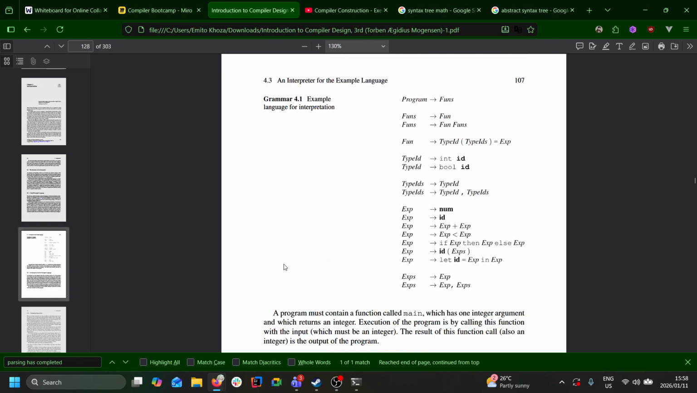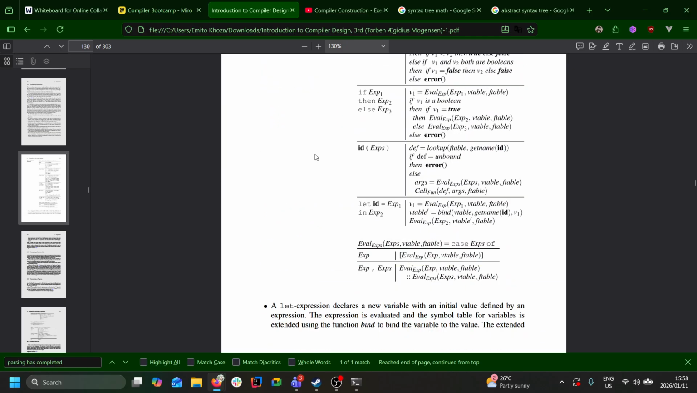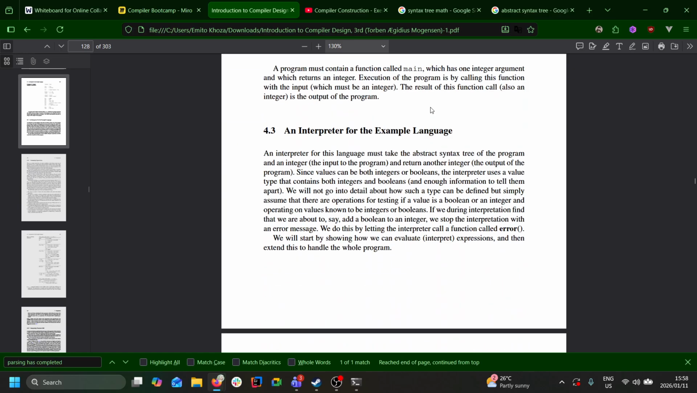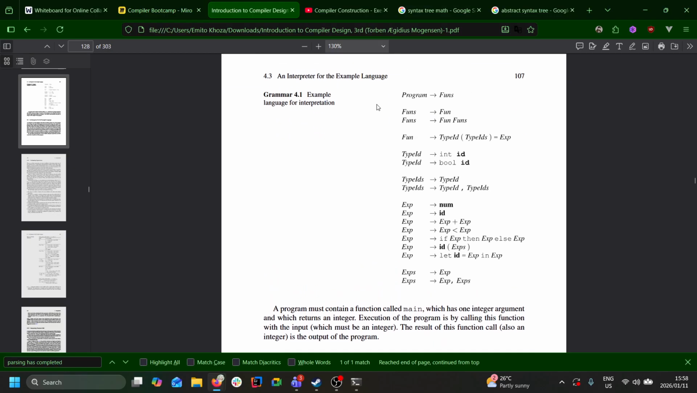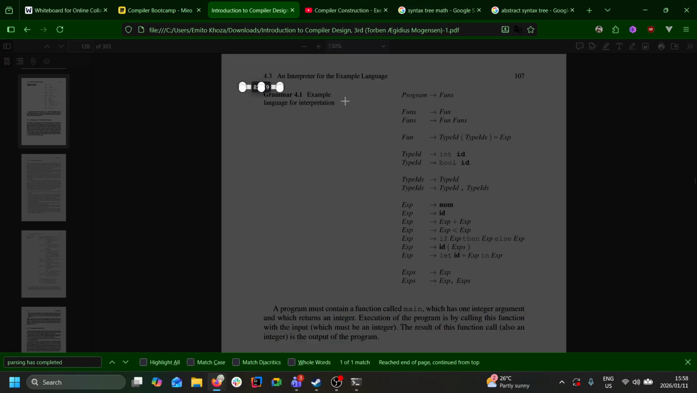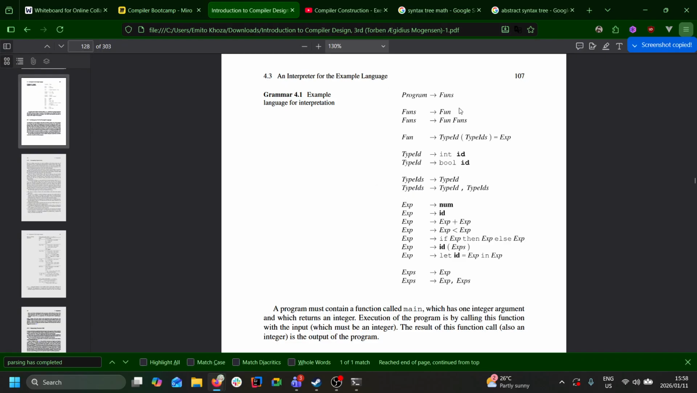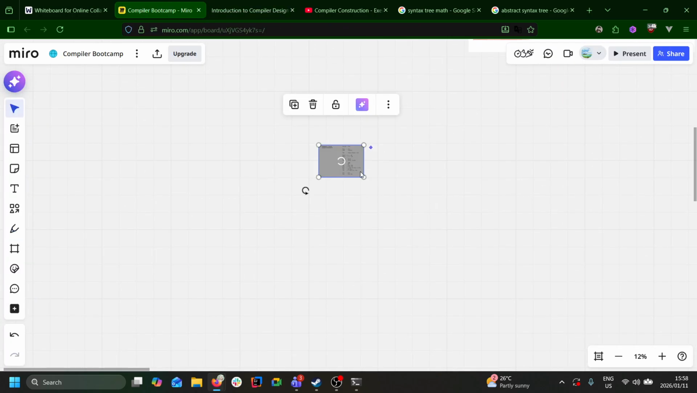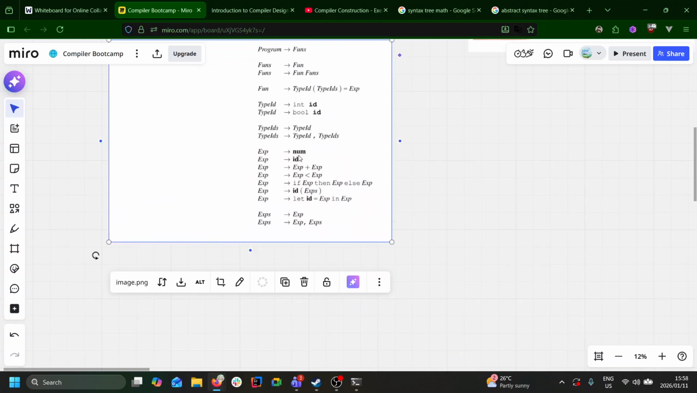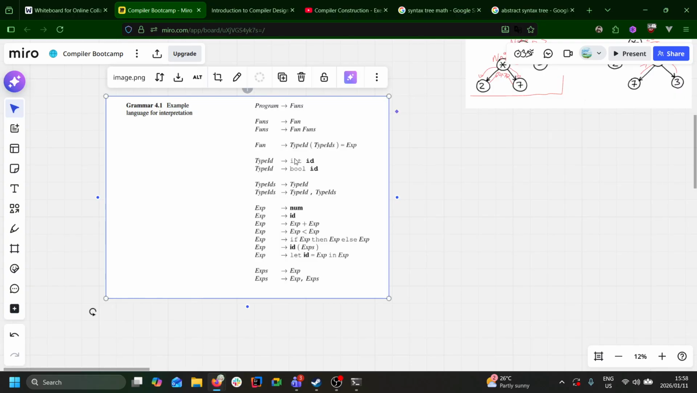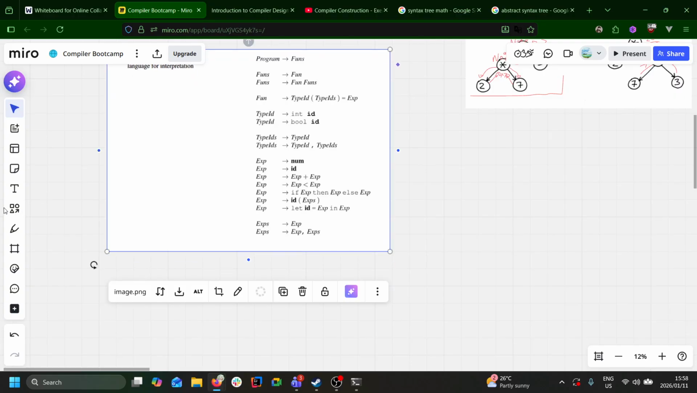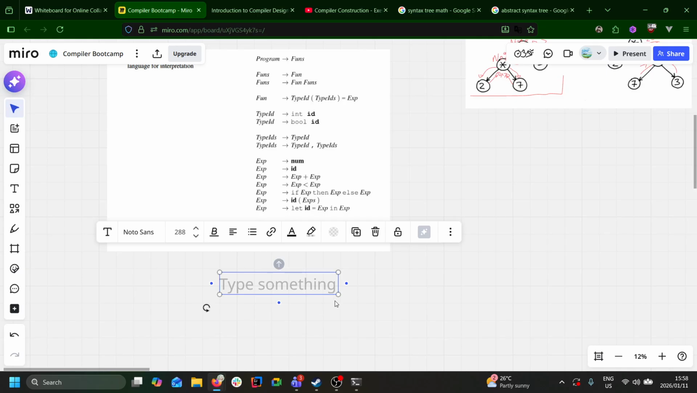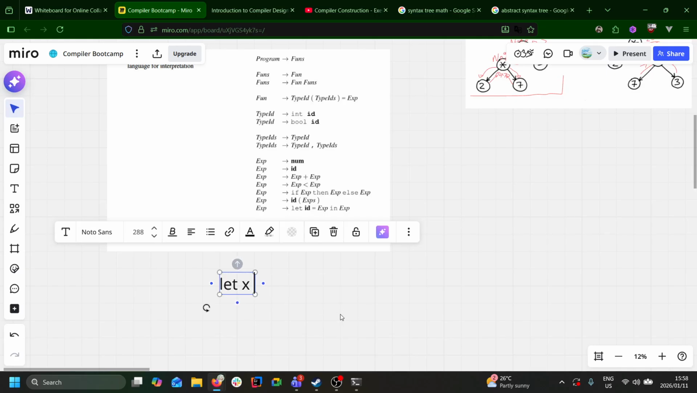So how does it actually do this? The textbook again makes use of a table. First, it describes the language for interpretation. So this is the example language for interpretation. We're going to interpret this language over here. This is the programming language that we write our code in. So we can give it something like this, where we can say let X. I'm just looking at this rule over here, just making stuff up.